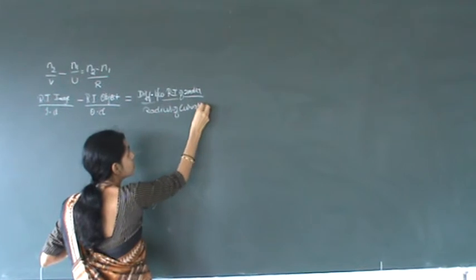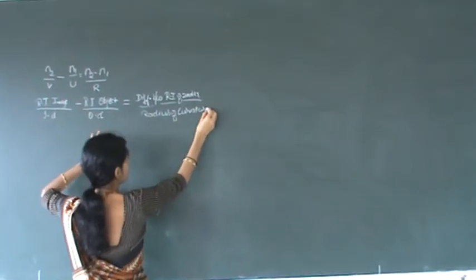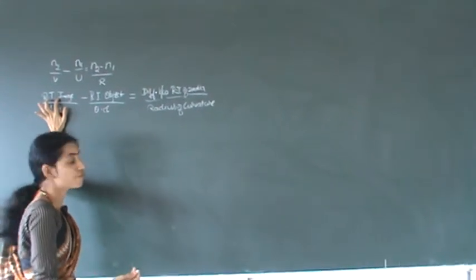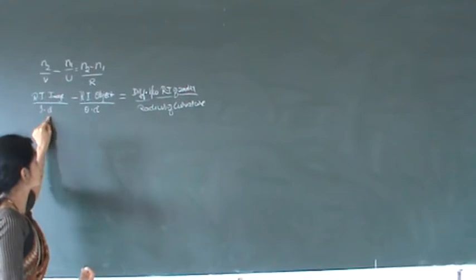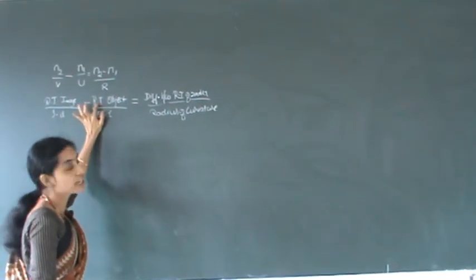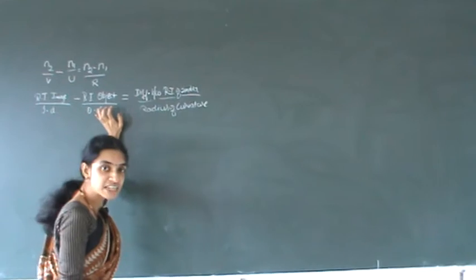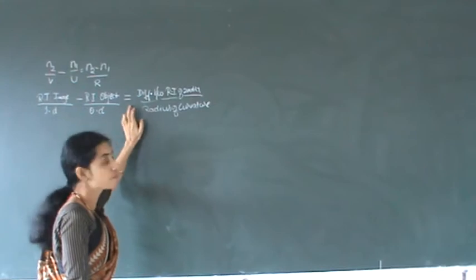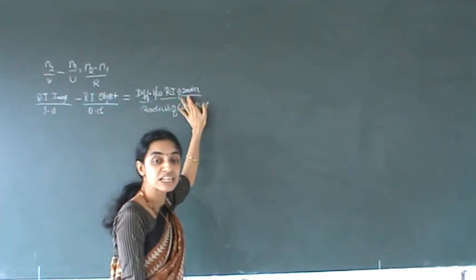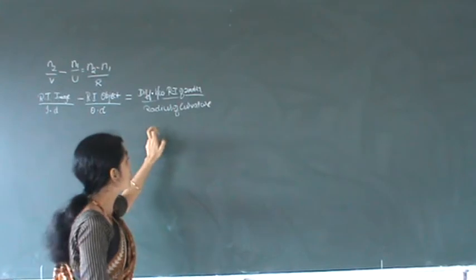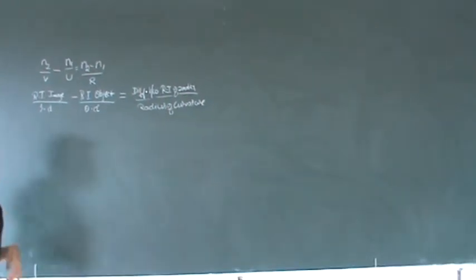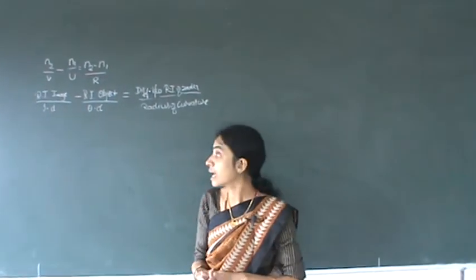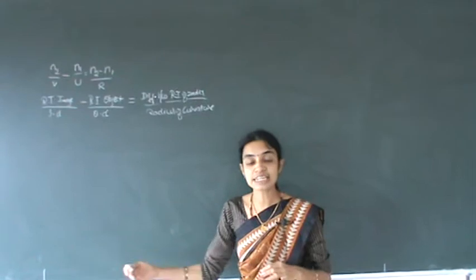If you forward this equation, you can remember the standard form: the refractive index of the medium in which the image has been formed divided by the image distance, minus the refractive index of the medium in which the object has been placed divided by the object distance, will be equal to the difference between the refractive indices of the two media divided by the radius of curvature. We are going to use this equation in the next derivation.